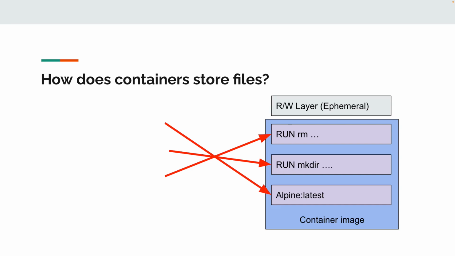But before I go into that, when you're running containers, usually you have a read and write ephemeral layer, which means that whatever you do, as soon as you leave the container or you stop the container, all of those changes are gone.